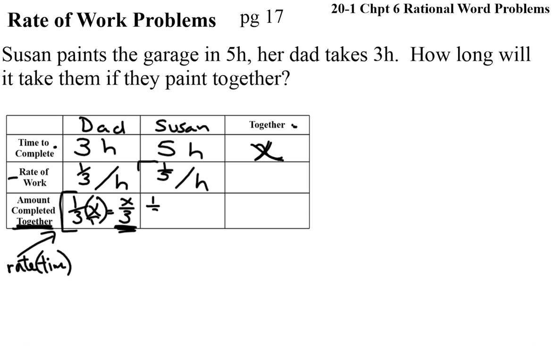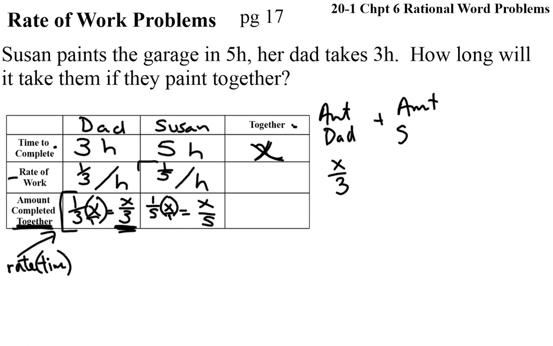Susan's doing 1/5 of the job per hour times how many hours? Well, we're not sure because she's working with dad and we don't know what that is. But if I multiply 1/5 times x over 1, we can write it as x over 5. So what's our equation? We just talked about it a couple minutes ago. The amount that dad does, which we have called x over 3, plus the amount that Susan does, which we've called x over 5, always works out to be one job. And in this case, it'll be one nicely painted garage.